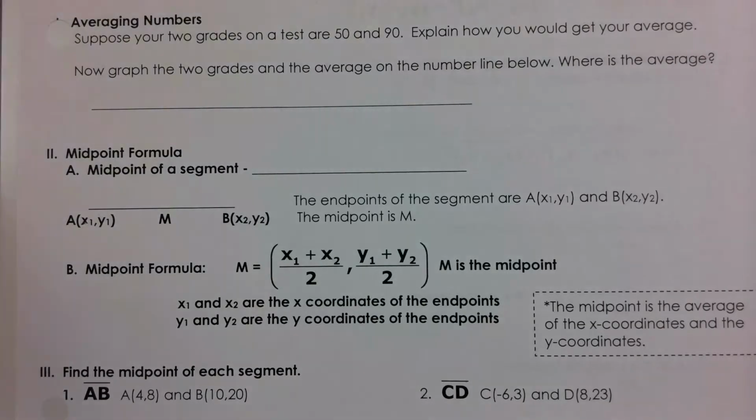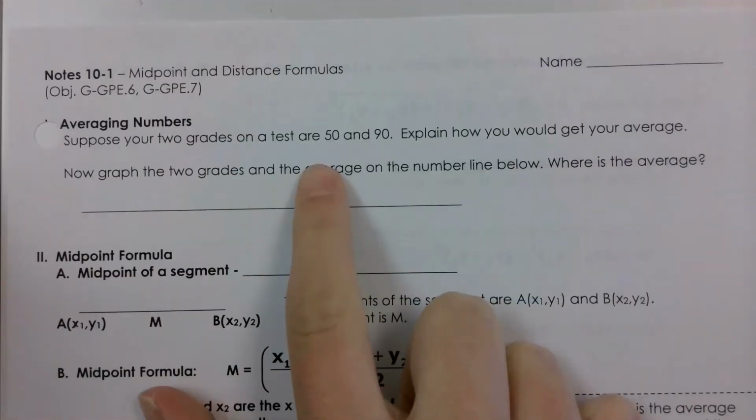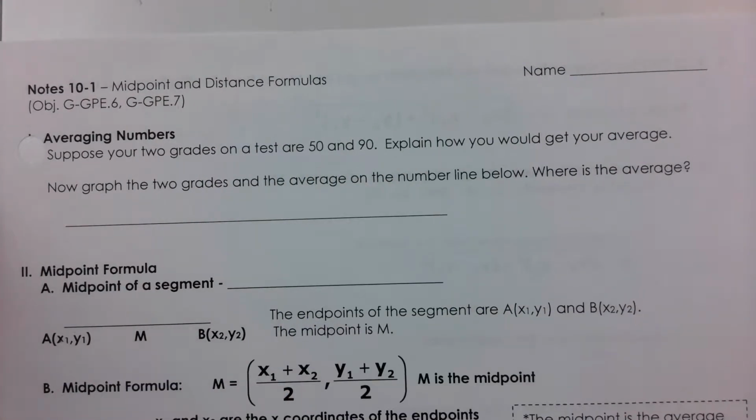Anyway. So yeah, we're gonna start with midpoint. So we said that's gonna be like the middle of 2 points, right? So it's kind of like averaging, right? So if you have 2 test grades of 50 and a 90, and you wanted to know your average, how would you find it?